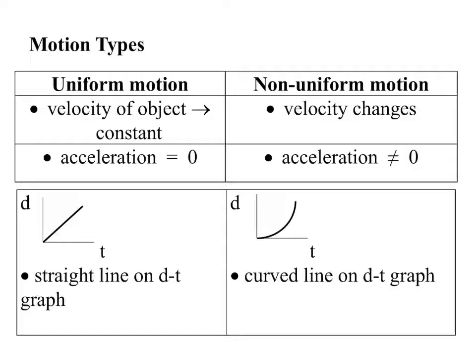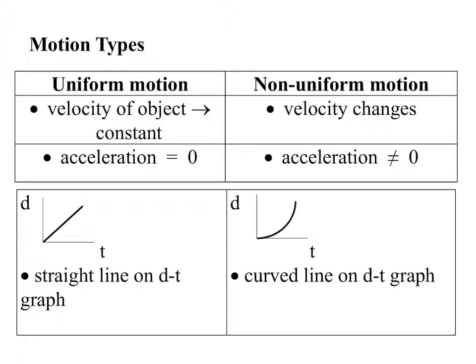We're going to talk about motion types now. You went over uniform motion a lot in Science 10, so we're going to focus a little bit more on non-uniform motion in Physics 20, but we're still actually going to go over uniform motion because it is important. Sometimes the velocity of an object is actually constant, and that's what uniform motion tells us.